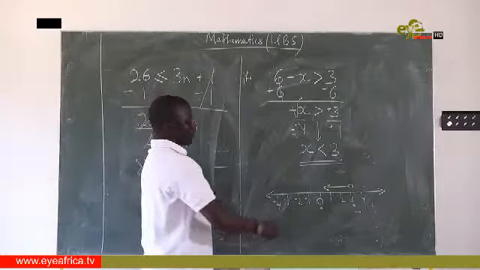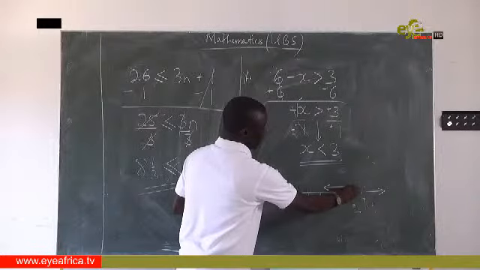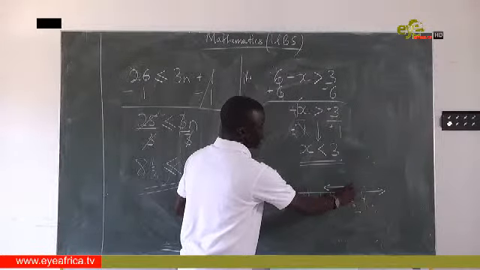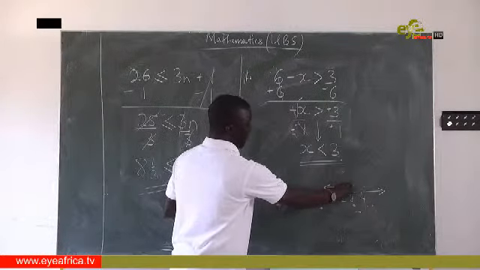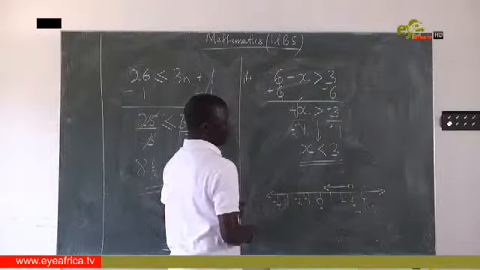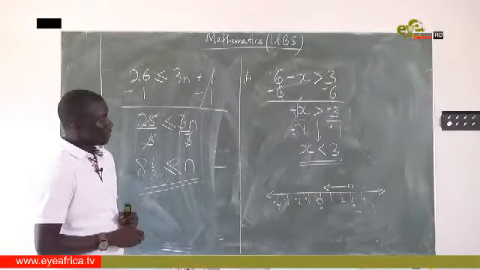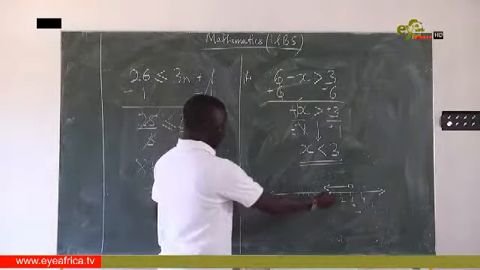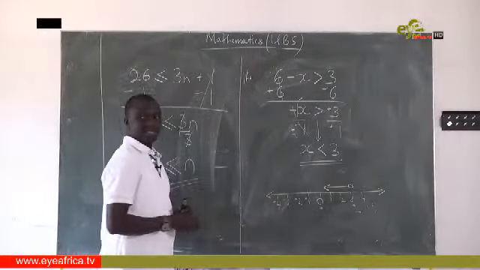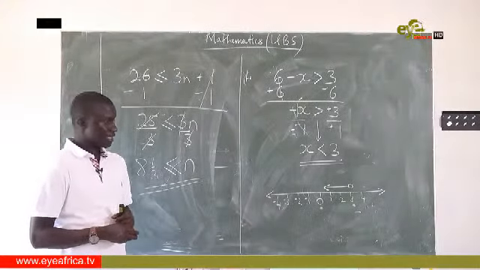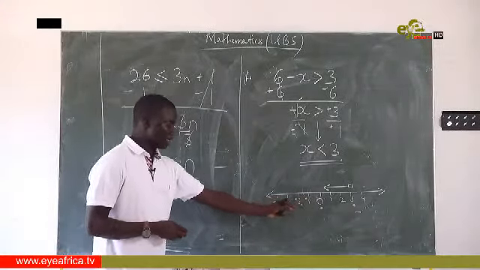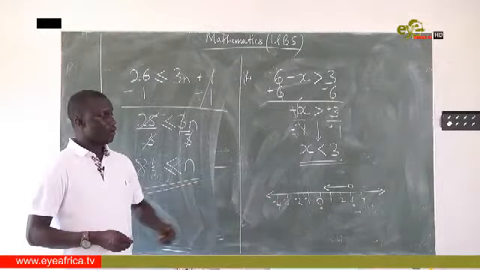All right? So our inequality will be: our open circle will be at 3, and to the left hand side of the tree, indicating that all the numbers there are all less than 3. As you can see, 2, 1, 0, negative 1, negative 2, negative 3 are all less than 3.